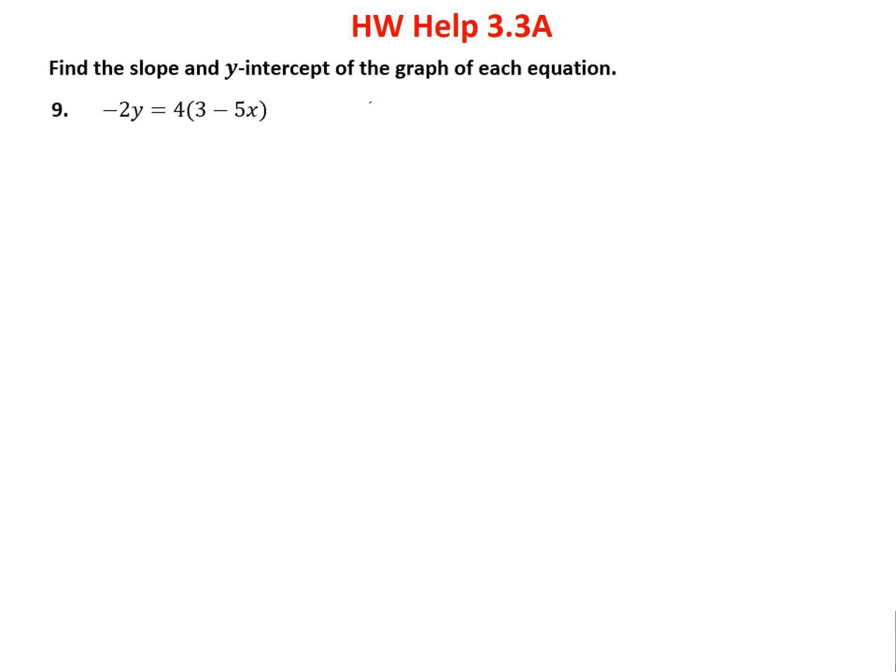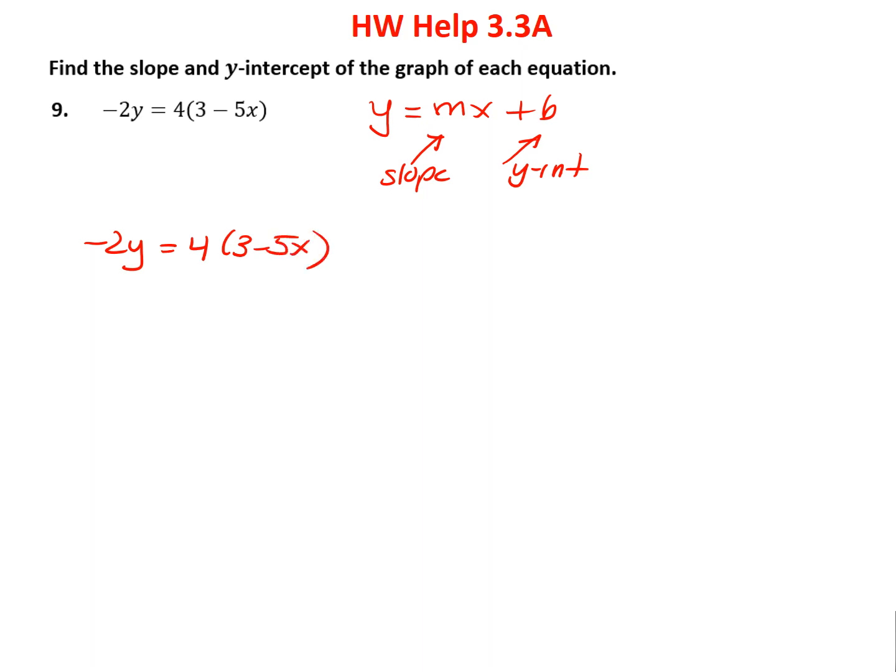Again, number 9, we need to solve for y. We can solve for y and put the x term first. Then that's our slope. And that's our y-intercept. Okay? So let's start over here with our problem. Minus 2y equals 4 times (3 minus 5x). Well, first of all, we need to undo this right side here. So we're going to distribute, and we get minus 2y equals 12 minus 5x. Notice that we also want the x first. So I can turn this around and make it minus 5x plus 12.